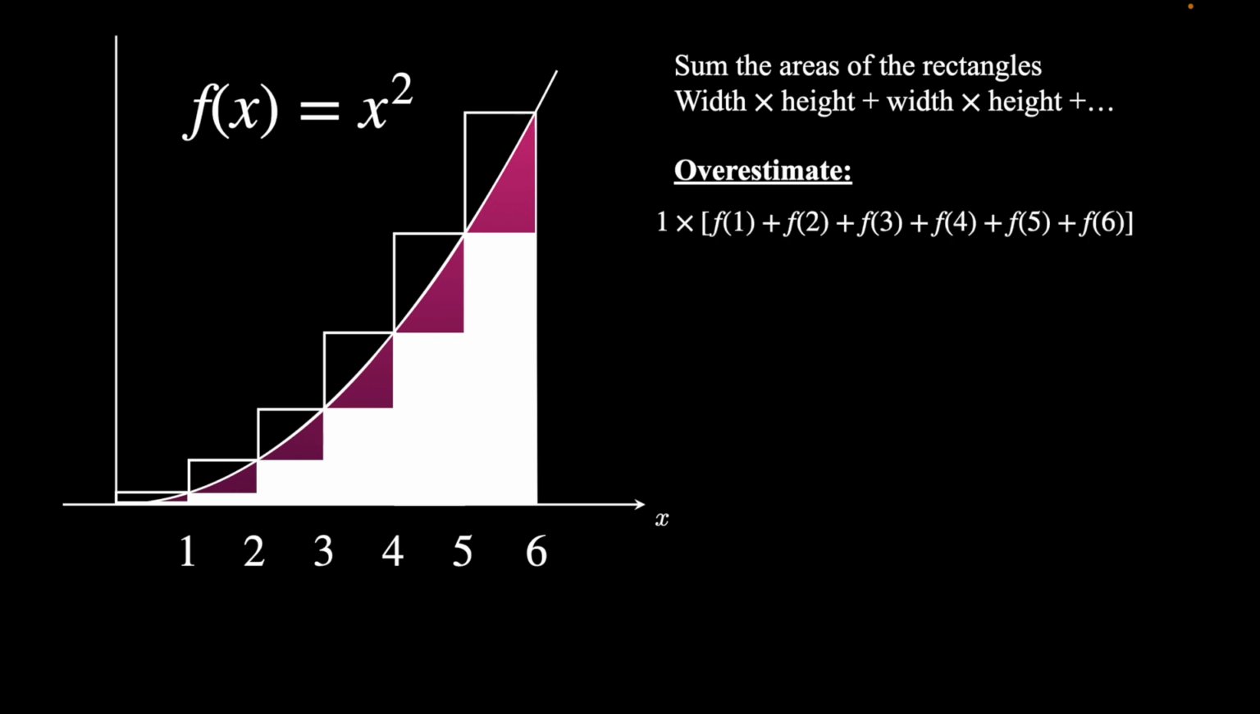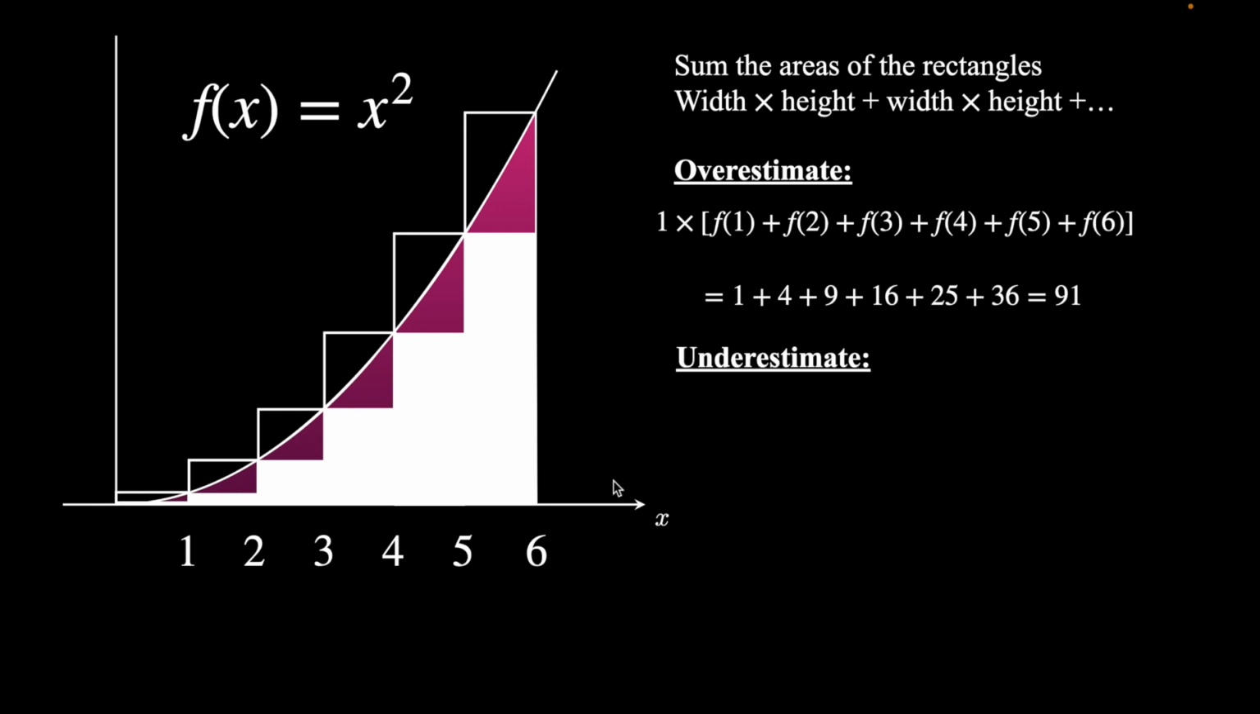So we get this sum. We can multiply them all by 1 because they all have a constant width. Okay, we can figure out this. This has a value because we know the function is x squared. So we're just going to square those inputs. So f of 1 is 1 squared. F of 2 is 2 squared. So we get 1 plus 4 plus 9 plus 16 plus 25 plus 36, which gives us an overestimate of 91. Very nice. Let's look at the underestimate.